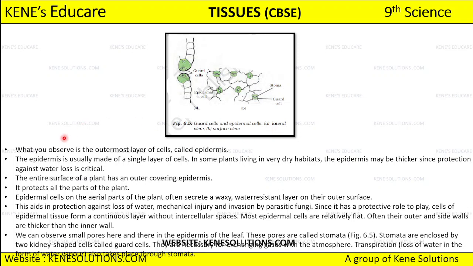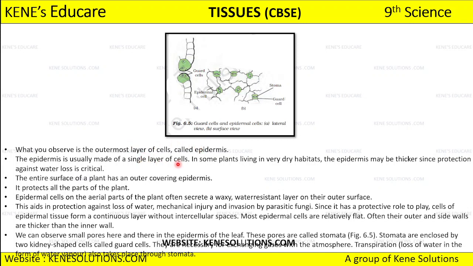Okay, so when you perform this experiment of Rhoeo, which is an ornamental plant, you will see this. What you observe is the outermost layer of the cell which is called as epidermis. क्या observe करोगे आप? Epidermis, which is the outermost layer of the cell. Okay, अभी ये epidermis जो है वो एक single layer of cell से बनता है.